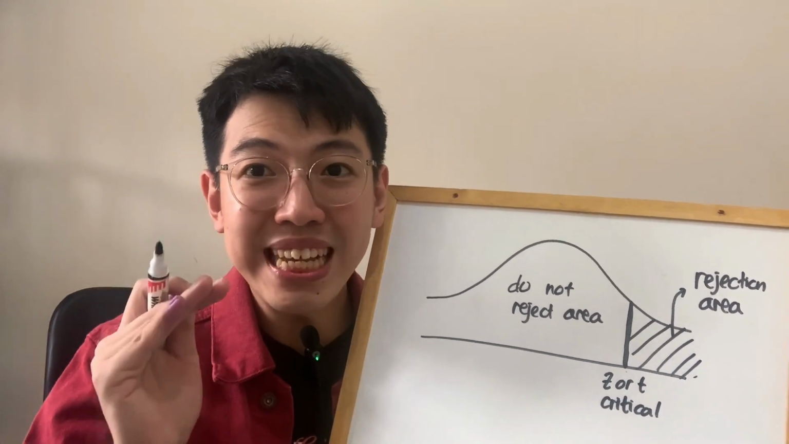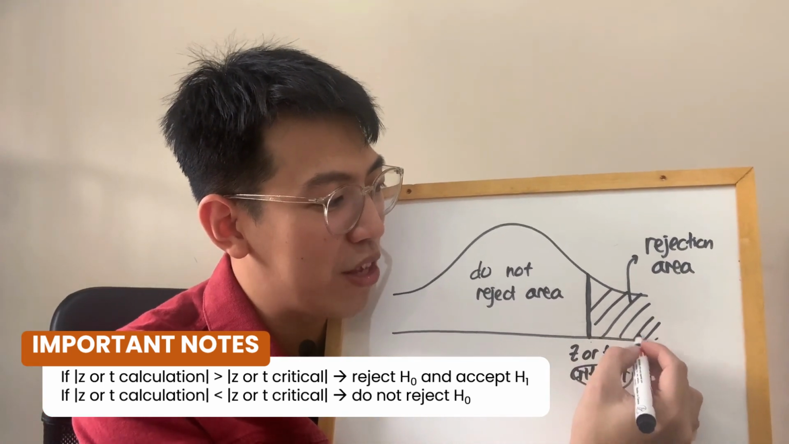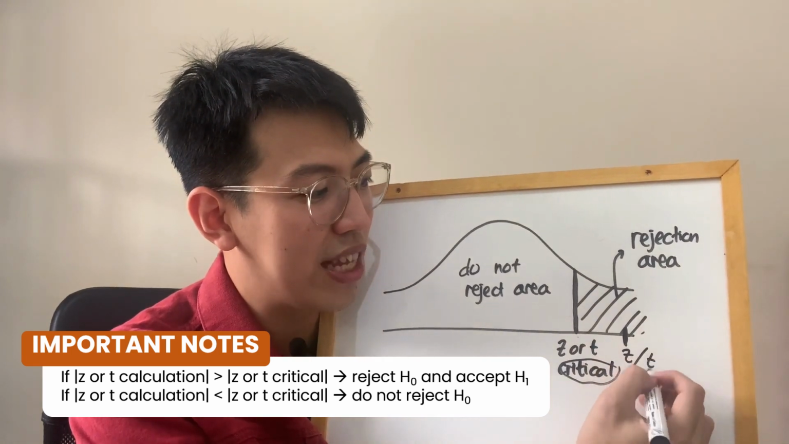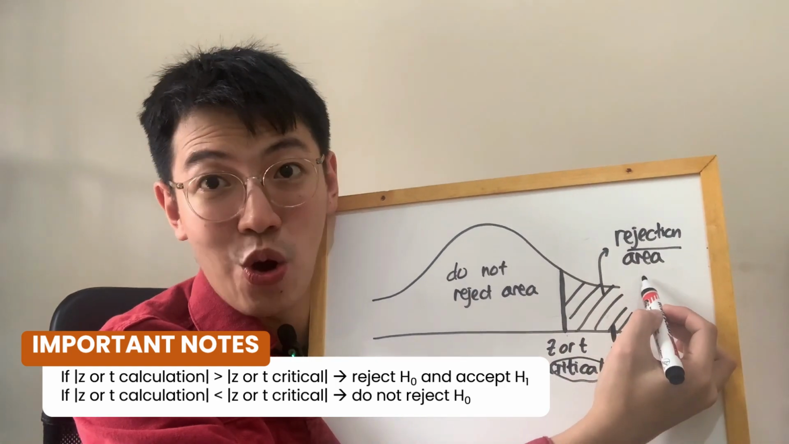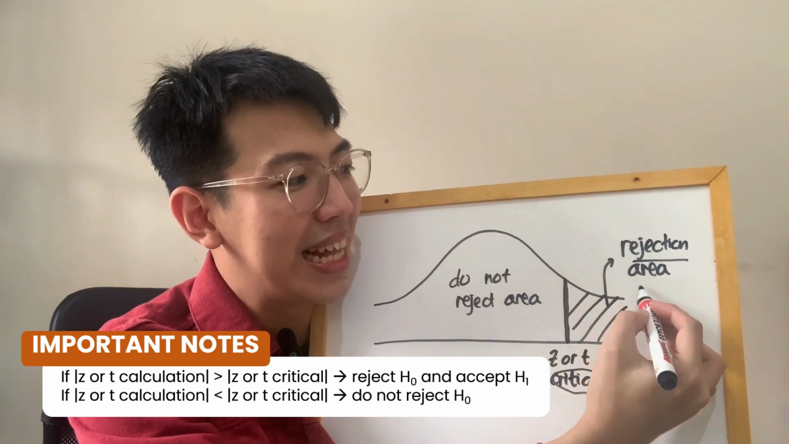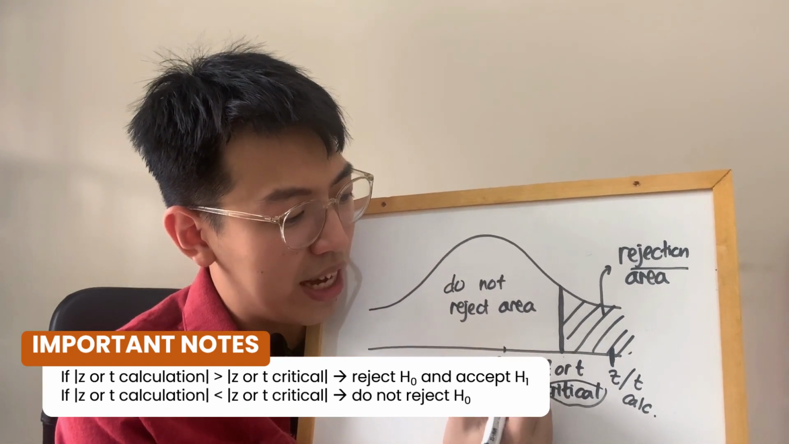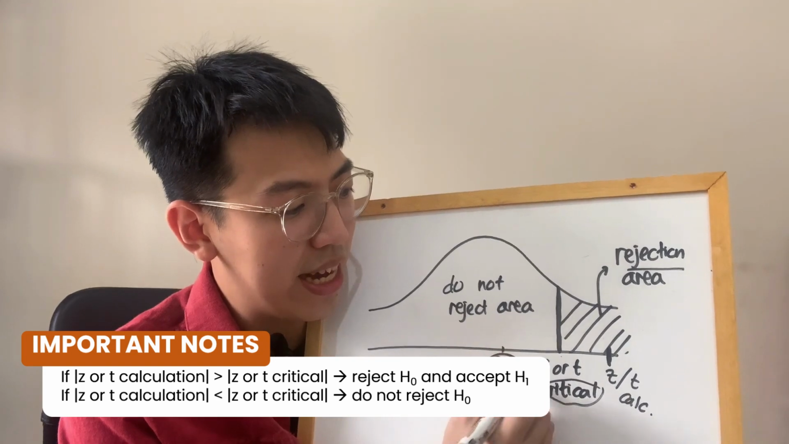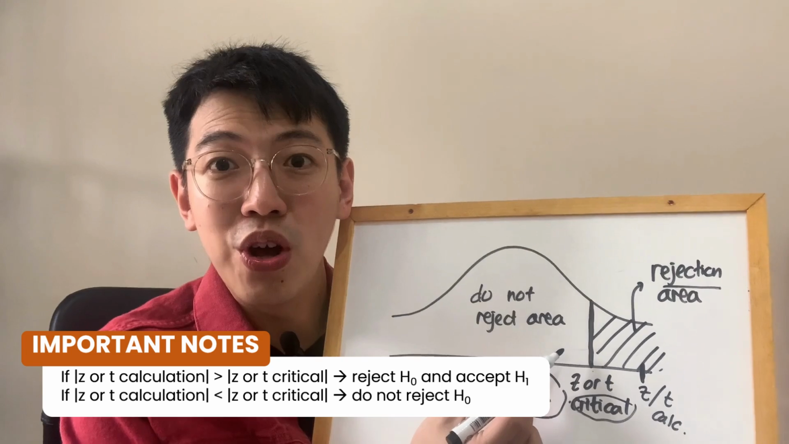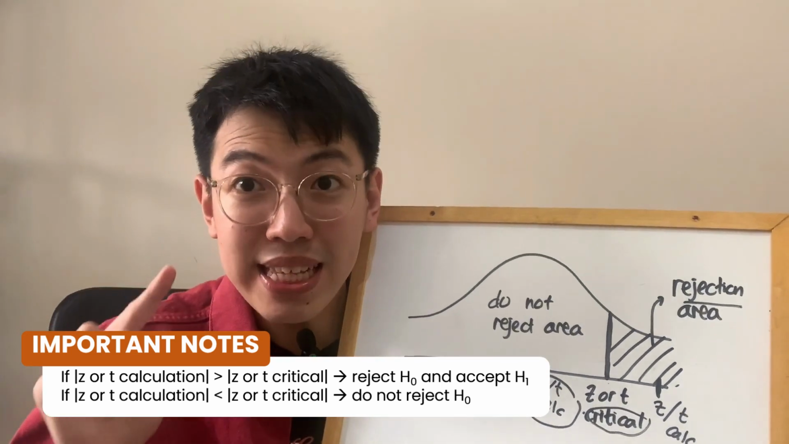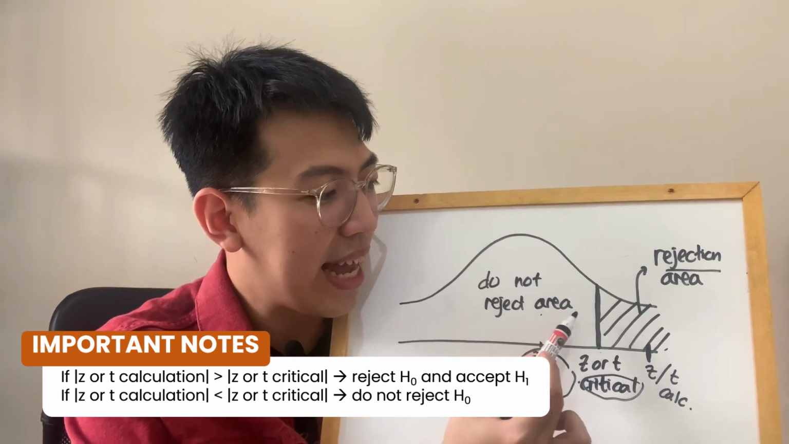If your Z or T calculation is larger than critical, for example, your calculation is here, Z or T calculation, so you need to reject H0, since it is in the rejection area. But if Z or T calculation is here, you need to not reject H0. You cannot say accept H0 in statistics, but you have to say do not reject H0.